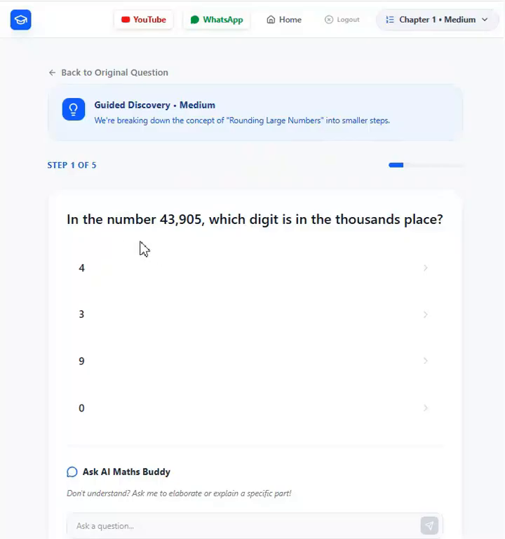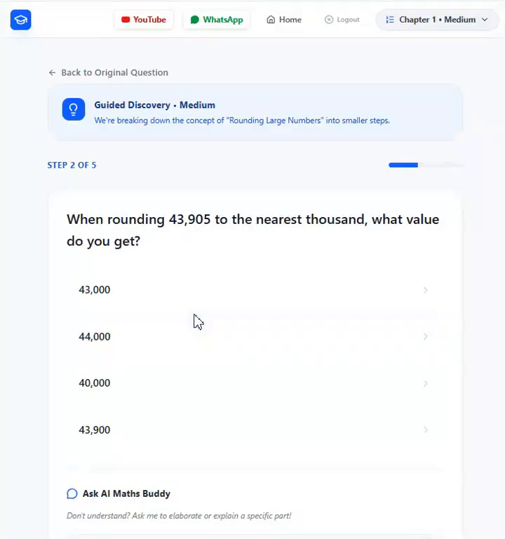The first helping question is: in the number 43,905, which digit is in the thousands place? Almost all of you will be able to solve it. 3 is the digit in the thousands place. There may be some of you who may not understand even this question. This happens because they may not have understood the thousands place in the lower classes. So when they get it wrong, it will again show the Understand the Concept option, and you can try to understand this helping question there. Let's assume that you know this and you choose 3, which is the correct answer.